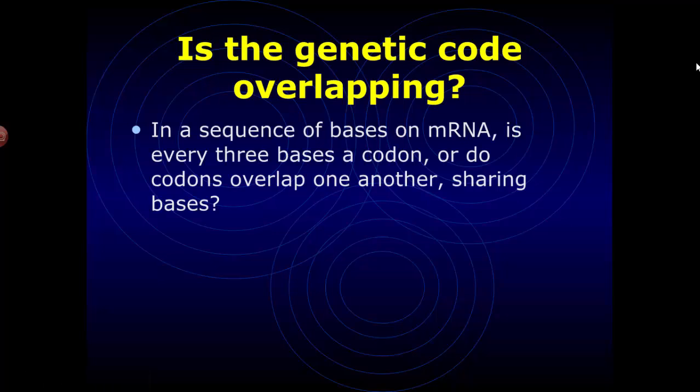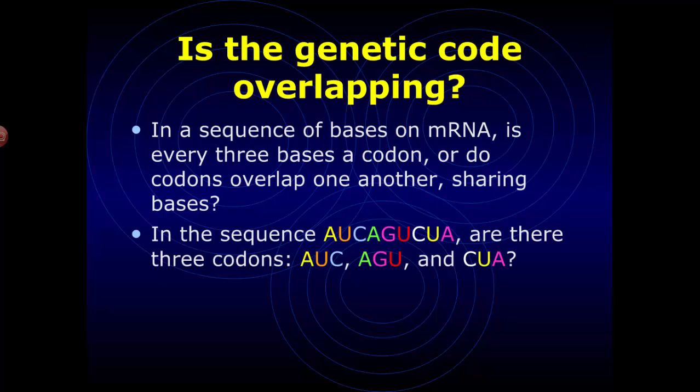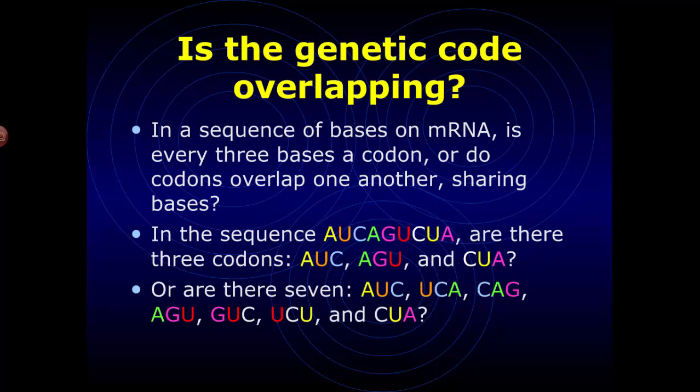So the second question is, is the genetic code overlapping? The question means in a sequence of bases on a messenger RNA, is every 3 bases a codon, or do the codons overlap? So what do we mean by that? So look at this sequence, AUC, AGU, CUA. Is that 3 codons, AUC, then AGU, then CUA? Or is it maybe 7 codons, AUC, then you take the U and the C and you use them again in the next codon, UCA, and then the CA and the next letter, G, then the AG and the next letter, U, and so on and so forth.